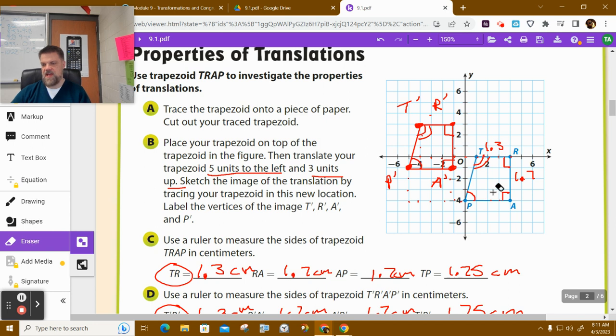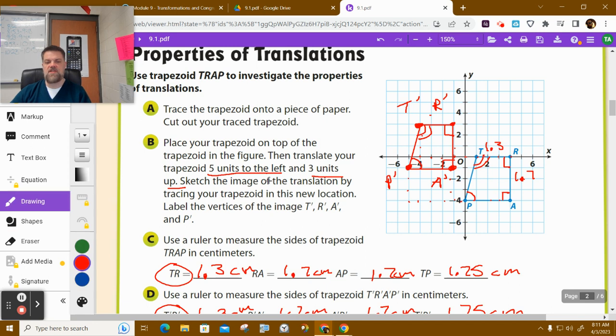plane. Over here we have this blue trapezoid, and by moving 5 units to the left and 3 units up for each point, in other words, to get from A to A prime, I move 5 units to the left and 3 up. To get P to P prime, 5 units to the left, 3 up. T, 5 units to the left, 3 up. R to R prime, 5, 3.